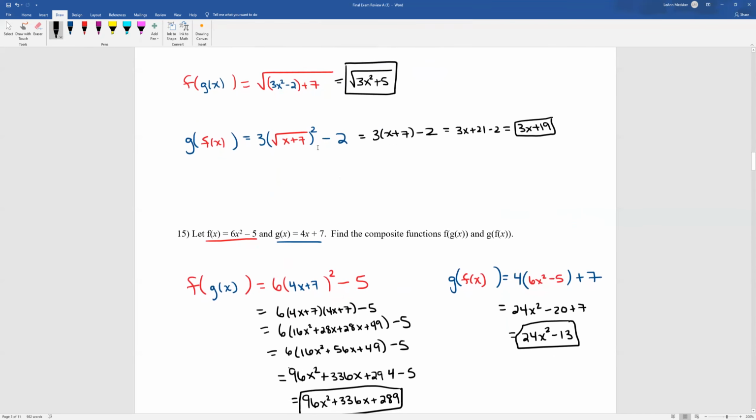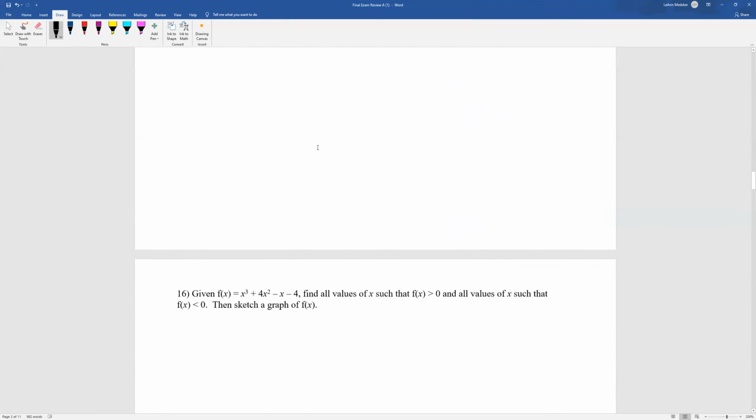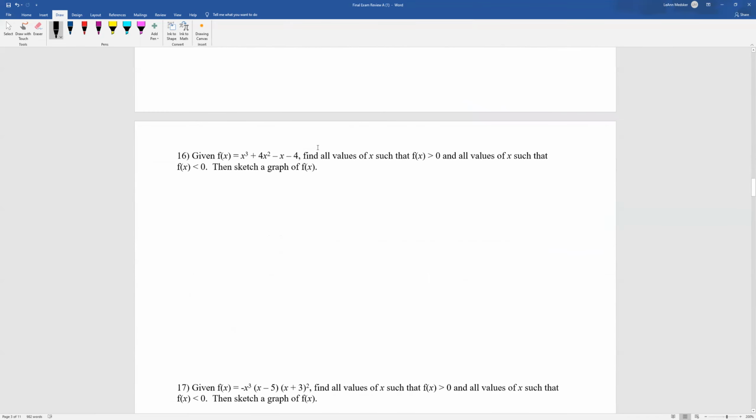Okay, so I believe there were no domain questions on either one of those. So we're ready to move on to number 16. This is sketching a polynomial function and also talking about when is the output or f of x value, the range, greater than 0, so kind of above the x-axis, and when is the output value going to be less than 0, which means below the x-axis. So when are our y's greater than 0 and when are our y's less than 0? And that's a reference to the x values, the domain values that happens on.